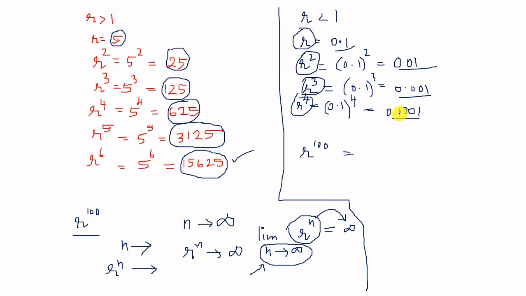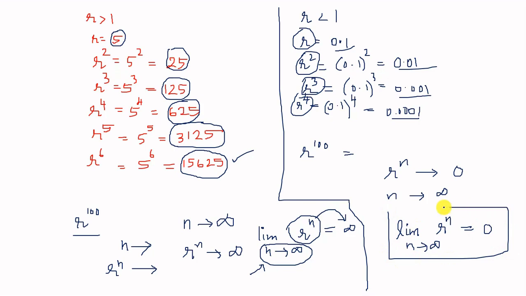That means it will be 0.0000, 99 zeros, and finally 1. So that is very close to 0. So you can say that r raised to n will tend to 0 as n tends to infinity. That means as n becomes very large, r raised to n becomes 0. This fact, we can write it as limit n tends to infinity r raised to n equal to 0. So this means that as n tends to infinity, the value of r raised to n will tend to 0.